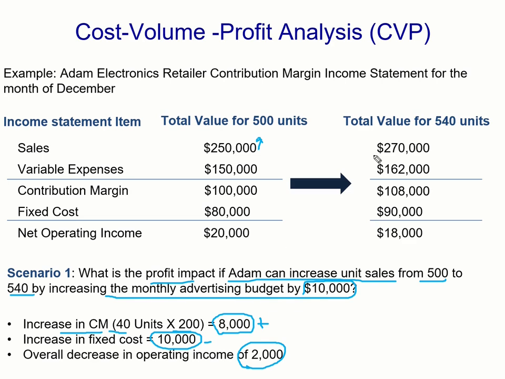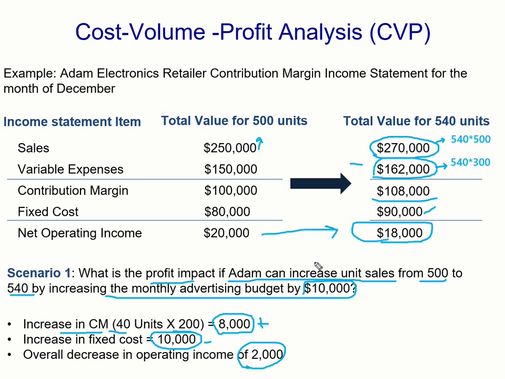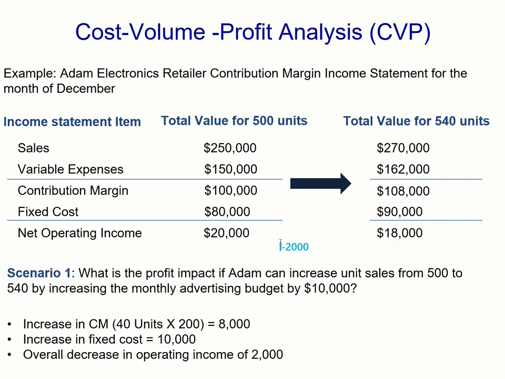And this is the income statement format. Sales, the new sales will be 270,000. The new variable expense is 162,000. And basically what we're doing here is we're taking 540 units times 500, 540 units times 300. That's what's giving us the numbers. Sales minus variable expense will give us the contribution margin. And remember, we have to increase fixed expense, which is the monthly advertising budget, by 10,000. As a result, we're going to be worse off by 2,000. So our profit goes from 20,000 to 18,000, strictly on numbers. Thank you very much. That's not a good deal.